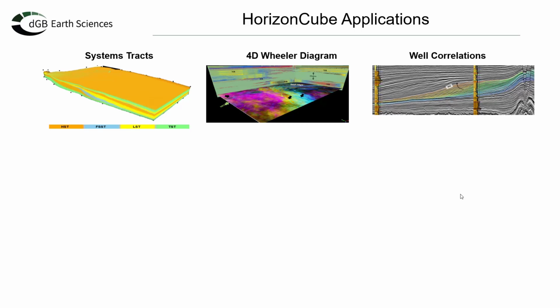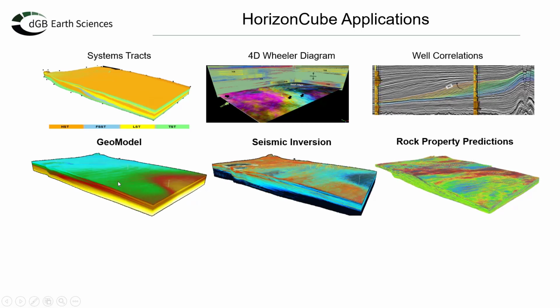Now, applications for HorizonCube, of course, today we'll focus on systems tracts and Wheeler diagrams and so forth. So traditionally you would have used a HorizonCube to do sequence stratigraphic interpretation, to flatten, to create Wheeler diagrams, or you would use it to maybe correlate well markers or correlate things between your wells. But we can also utilize HorizonCube to create better GeoModels. We could utilize it for seismic inversion, and we can utilize it to propagate properties from wells across the seismic volumes and create rock property prediction volumes.